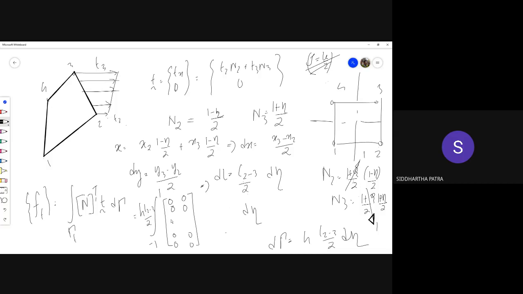Over here it is 1 minus eta by 2, 0, 0, 1 minus eta by 2, 1 plus eta by 2, 0, 0, 1 plus eta by 2 is your n transpose. You can check that, and you can substitute the expression for t and perform the integration. Okay, and this is going to be your assignment.